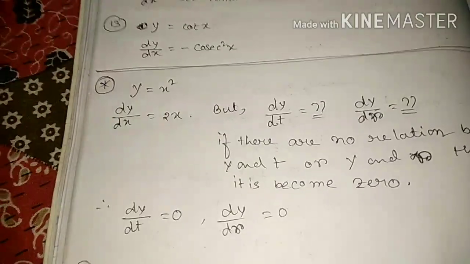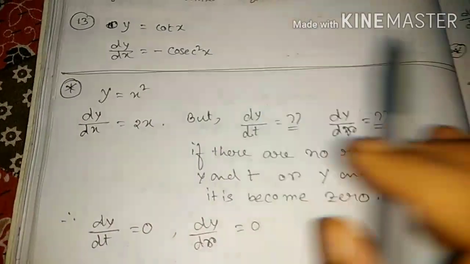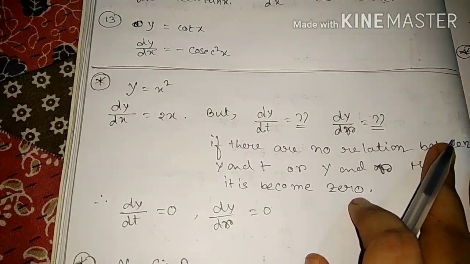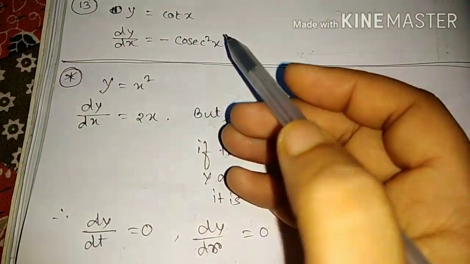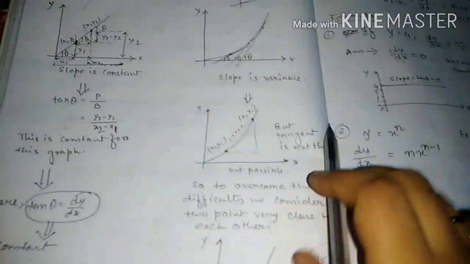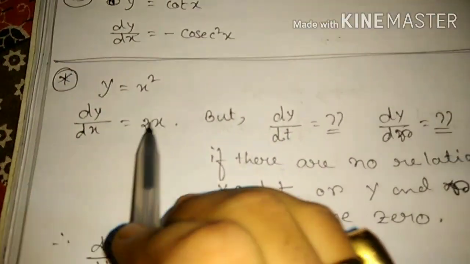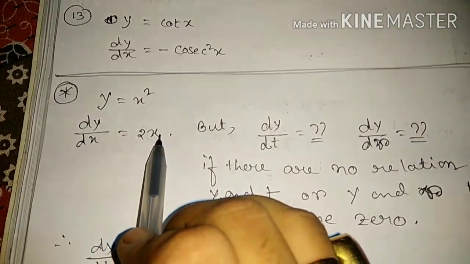Okay. Now another formula. Suppose y equals x square. This is one example. If any question asks for the value of dy by dx, then we can easily find it using the formula y equals x to the power n: the power is written out front first, then decreased by 1, so dy by dx equals 2x.